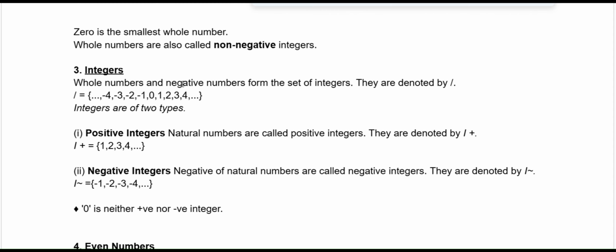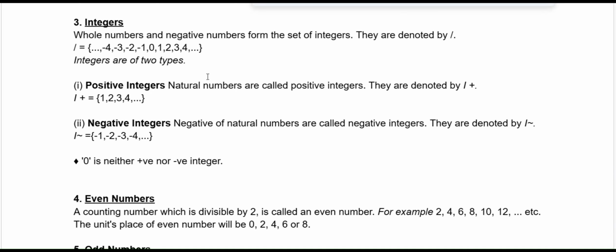Whole numbers and negative numbers form the set of integers, which is denoted by I. You can see here negative numbers, 0, and positive numbers. Positive numbers, the natural numbers we have already seen, are called positive integers. It is denoted by I plus, which is equal to 1, 2, 3, like that.